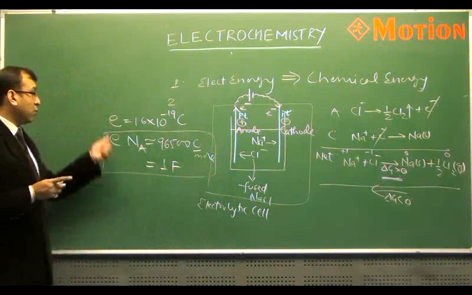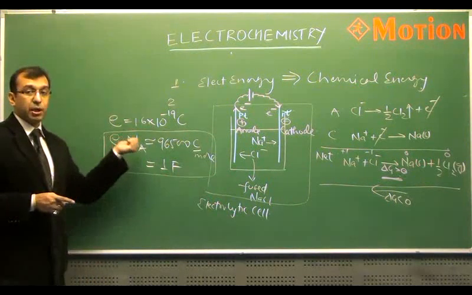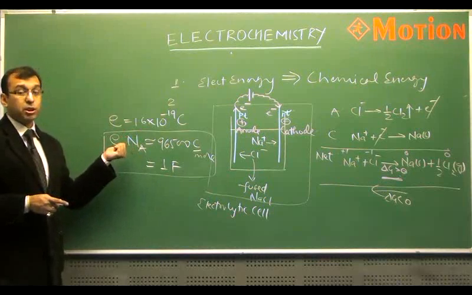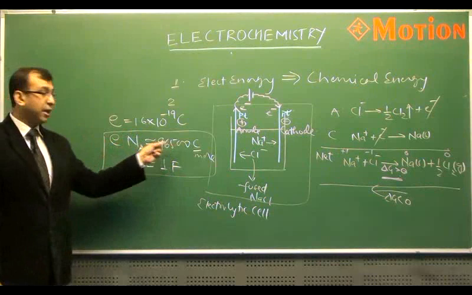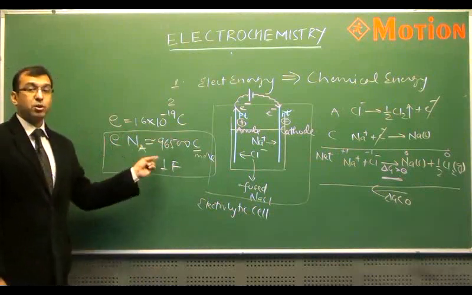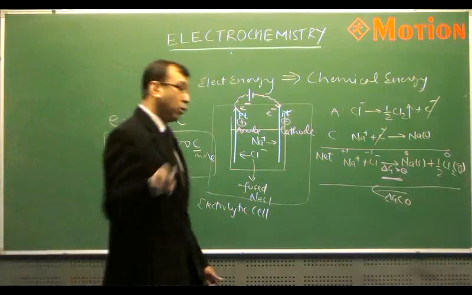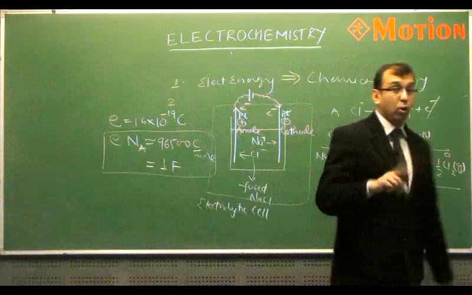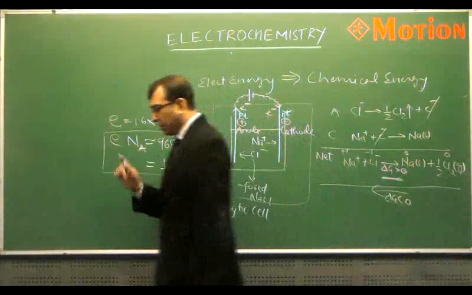The charge on one electron is e, we all know. Charge on one mole of electrons would be e into Na, where Na is Avogadro's number, 6.022 into 10 to the power 23. Multiplying, we get approximately 96500 coulomb per mole, and this is a constant. This constant is called 1 Faraday. It can be referred to as either the charge on one mole of electrons or the charge on one mole of protons, because magnitude-wise it would be the same.